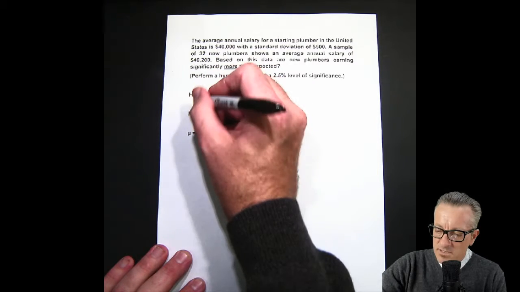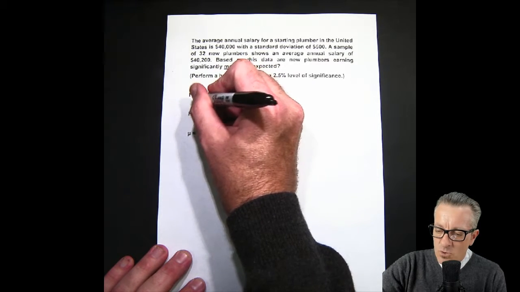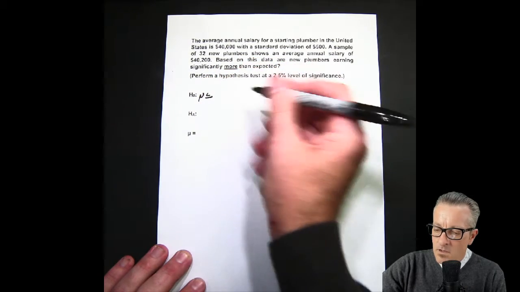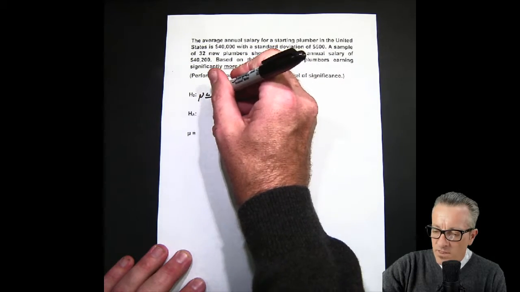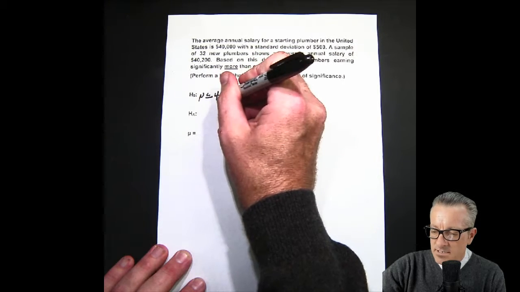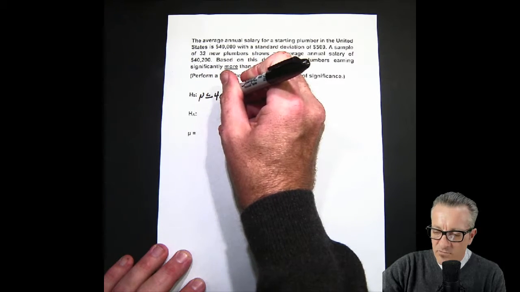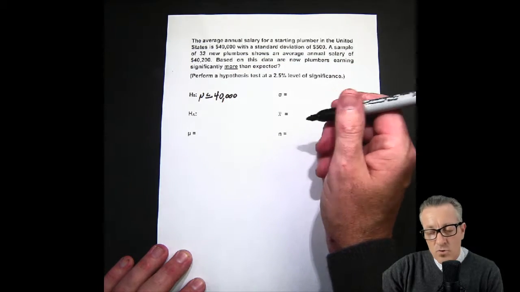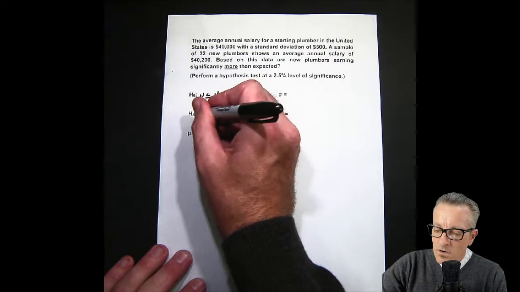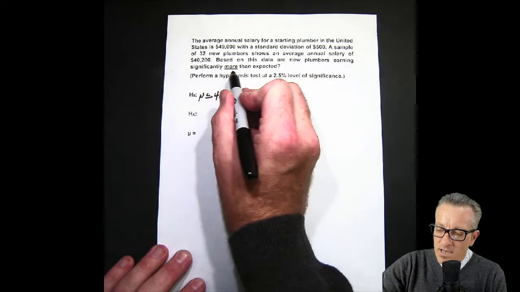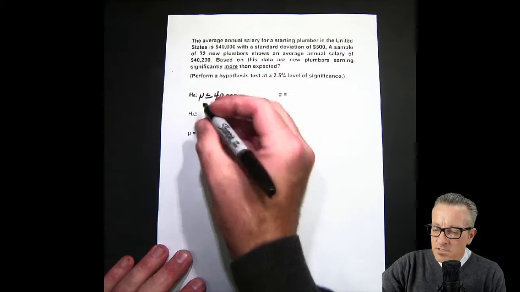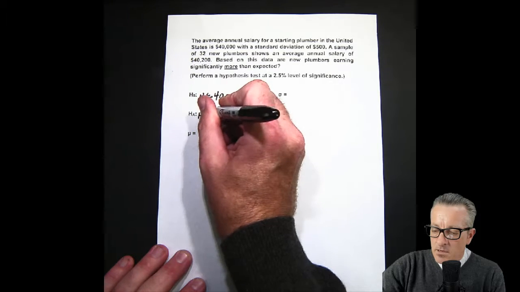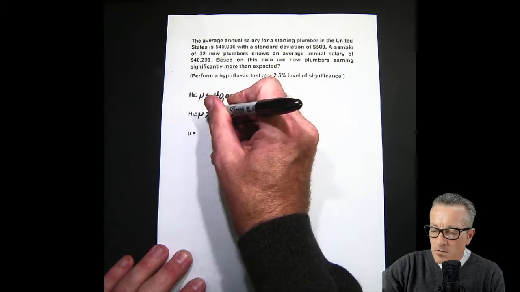Our null hypothesis is always going to be the status quo, which is mu is 40,000 or less. You always do "or less" if the alternative hypothesis is going to be "more." So our alternative hypothesis is "more," as is underlined right here. So our alternative hypothesis is going to be mu is greater than 40,000.